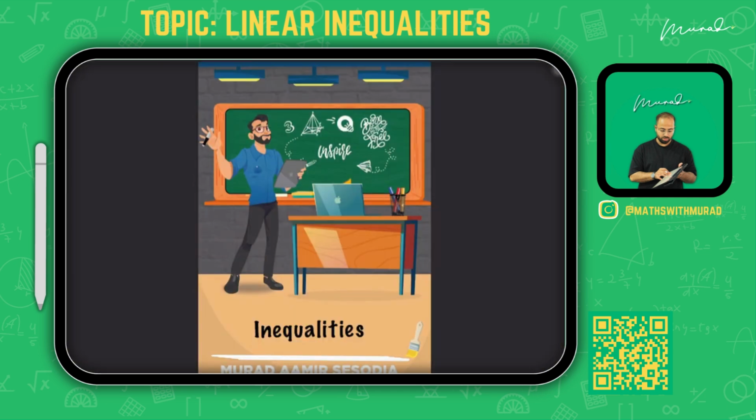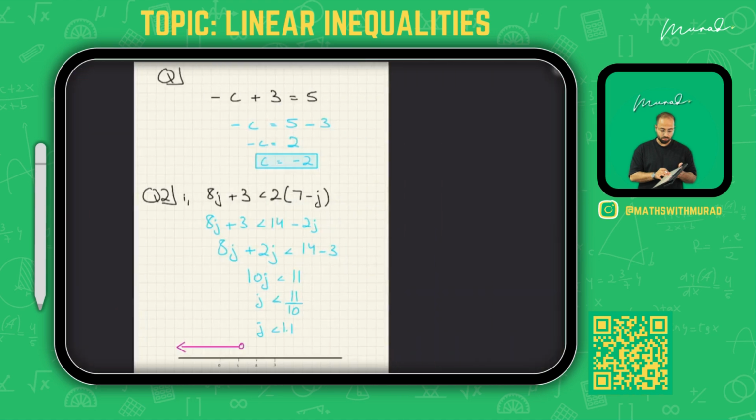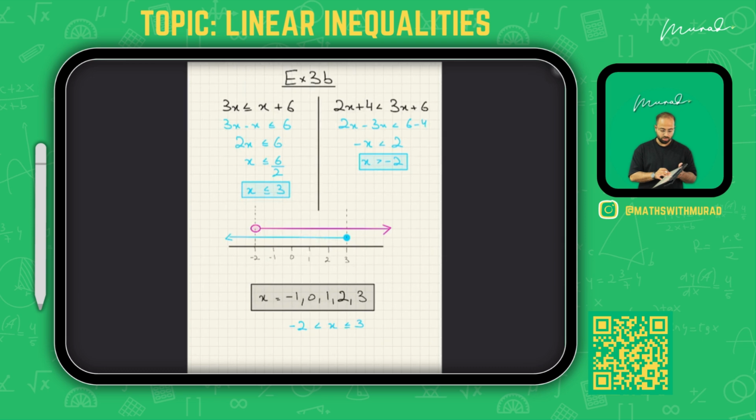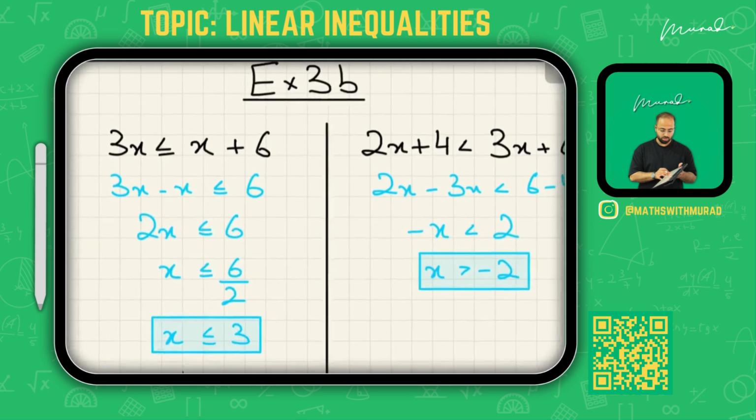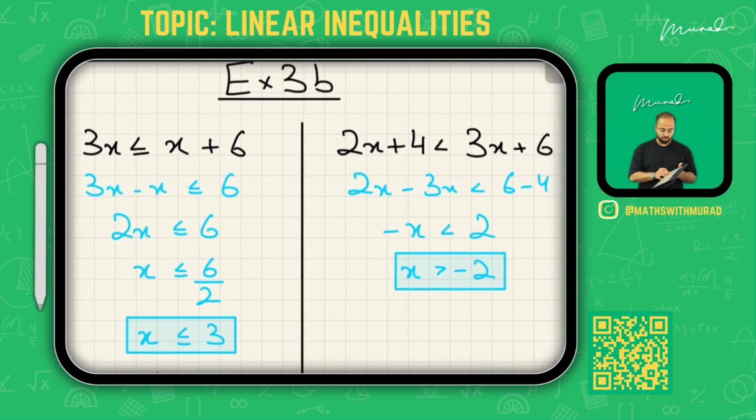Simple linear inequalities. Now we are going to discuss simultaneous linear inequalities. The word simultaneous means there are two inequalities at the same time and they both are going to be together. So you have 3x lesser than x plus 6 at the same time, and you have 2x plus 4 lesser than 3x plus 6. So what you are first supposed to do, which we have done in the previous video, is simply solve it.